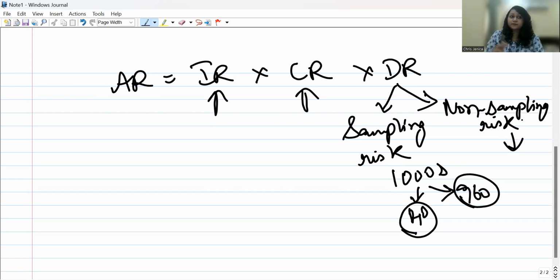Non-sampling risk is where I assign inexperienced staff who do not have the appropriate skills and knowledge to perform the audit of this particular company. That could be non-sampling risk. So totally, these two risks could increase my detection risk, that is, I fail to find the risk of material misstatements.